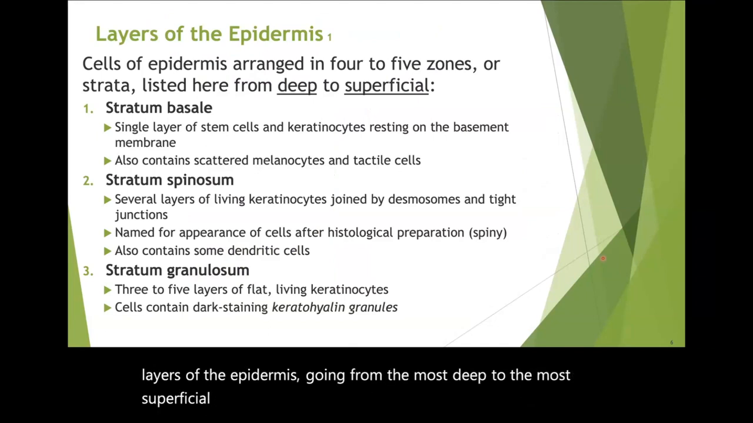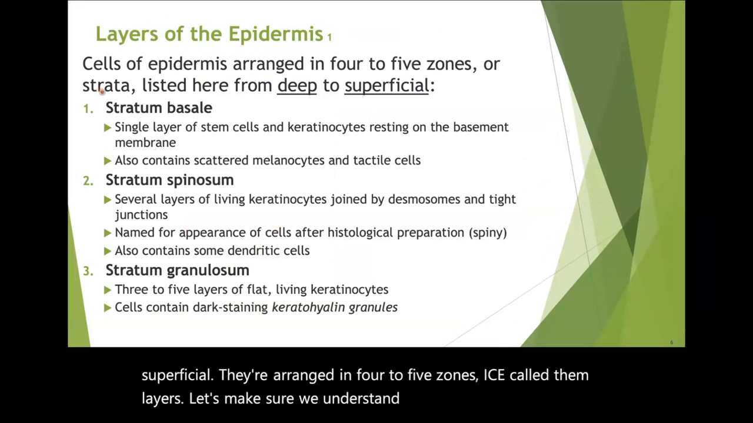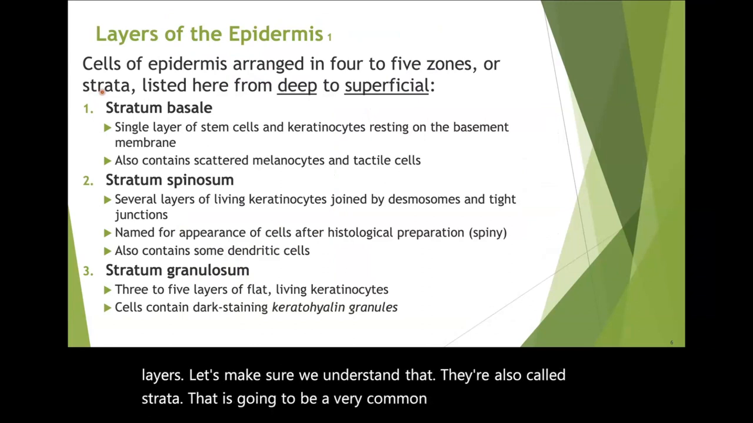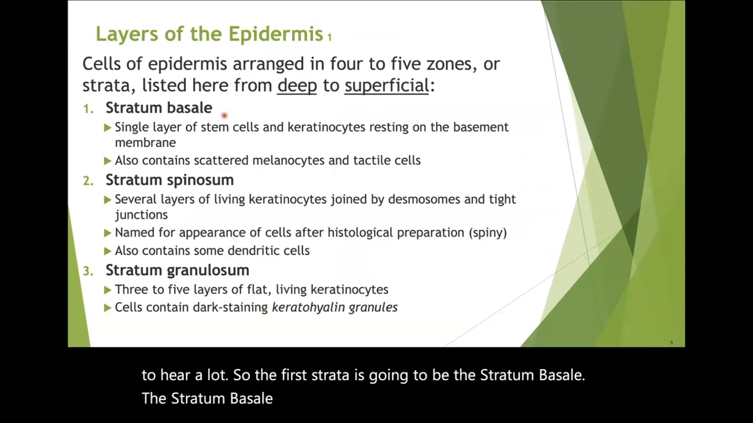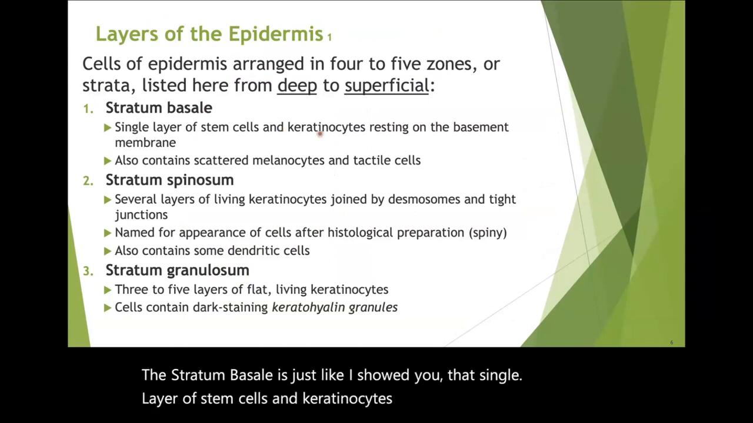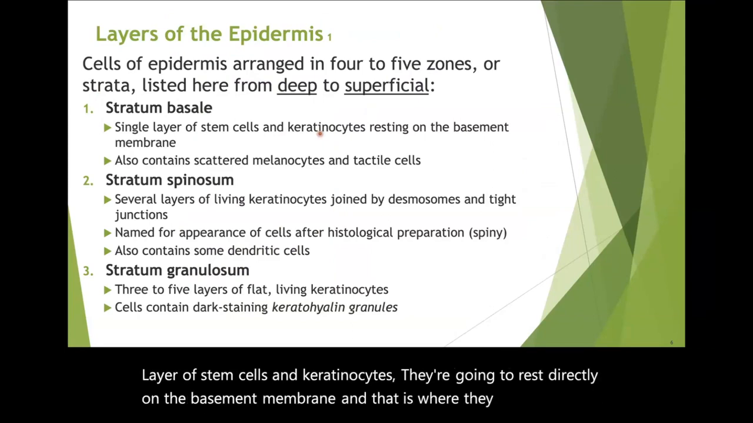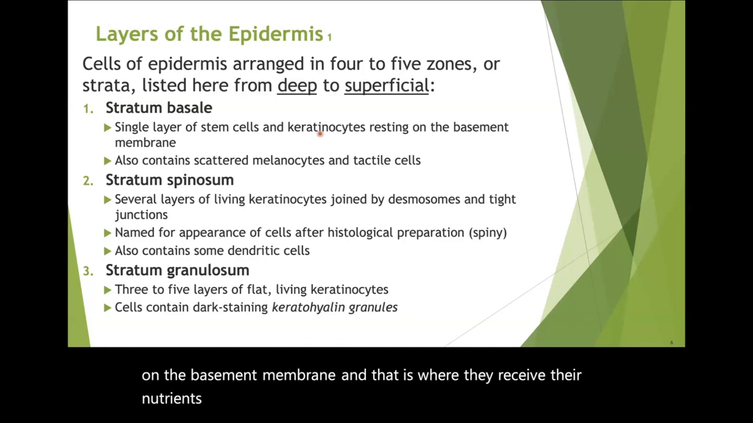Alrighty, so let's go into the layers of the epidermis, going from the most deep to the most superficial. They're arranged in 4 to 5 zones. I called them layers. Let's make sure we understand that they're also called strata. That is going to be a very common name that you're going to hear a lot. So the first stratum is going to be the stratum basale. The stratum basale is just like I showed you, that single layer of stem cells and keratinocytes. They're going to rest directly on the basement membrane, and that is where they receive their nutrients from. So they are anchored to that basement membrane.